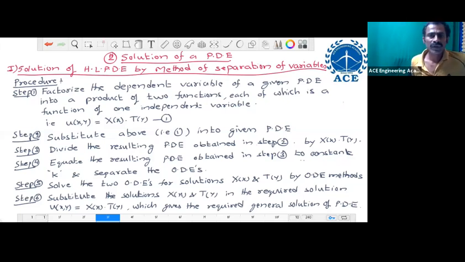After that, we equate. Before equating the constant, we divide the equation by the product X into T, and then we equate that to a constant. After that, we separate the ODEs. And after getting the ODEs, we solve the ODEs by ODE methods, and we substitute X of x, T of t in the required solution u of x, t. Okay, let us go to the problems.